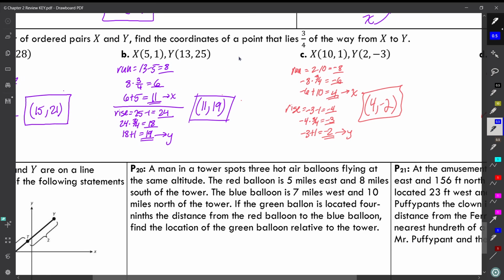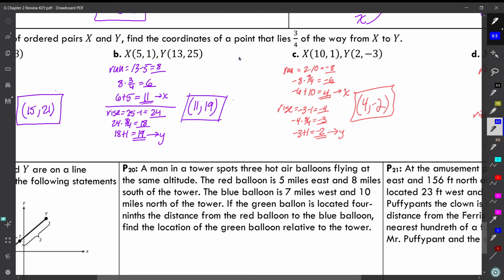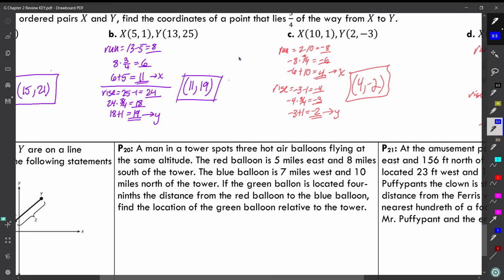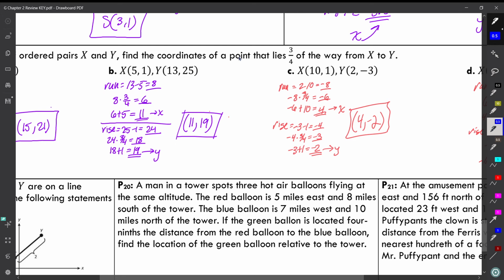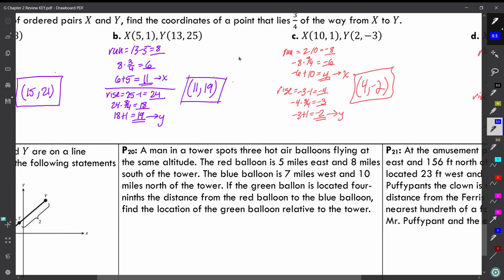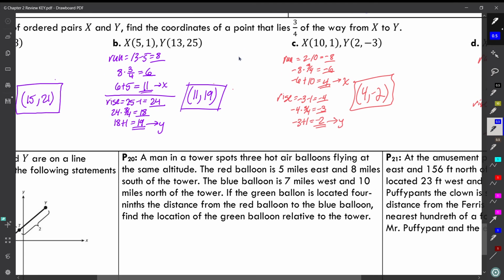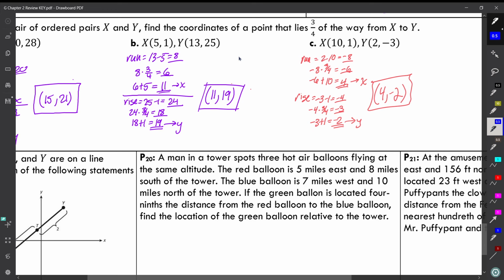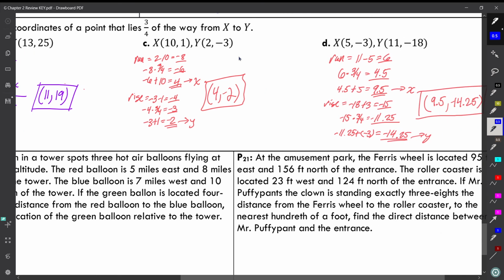The run, 13 minus 5 for B. You get 8. 25 minus 1 will give me the rise, but we're not doing that yet. 13 minus 5 is 8. Multiplied by the ratio of 3/4. 8 divided by 4 is 2 times 3 is 6. 6 plus 5, which is the x-coordinate of x, is 11. That's my new x-coordinate. Rise, 25 minus 1 is 24. 24 times 3/4 is 18. Add that 18 to the 1 from x, and you get that the y-coordinate of the new point is 19. So my coordinate is 11, 19.